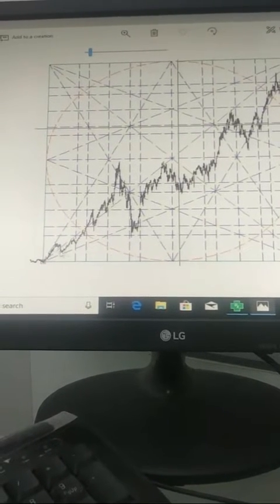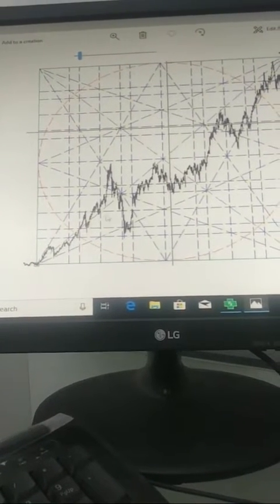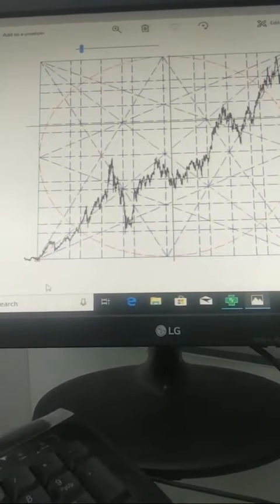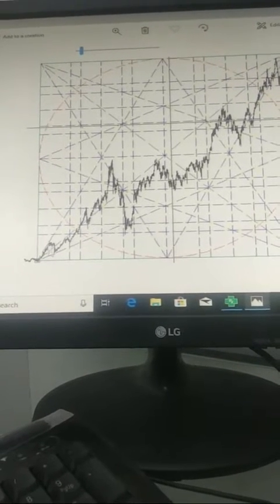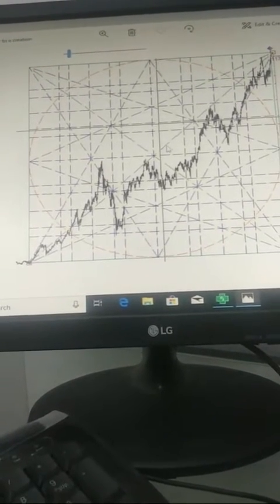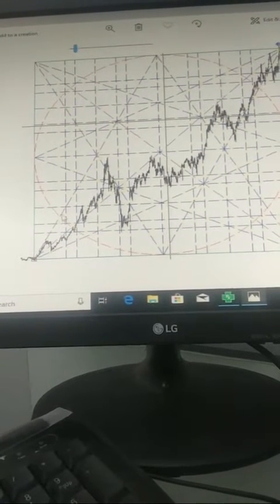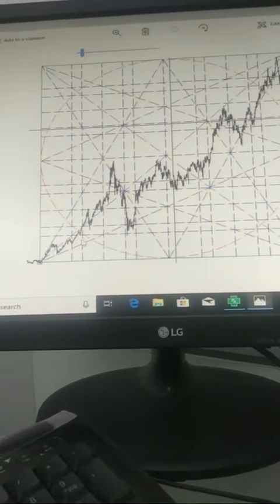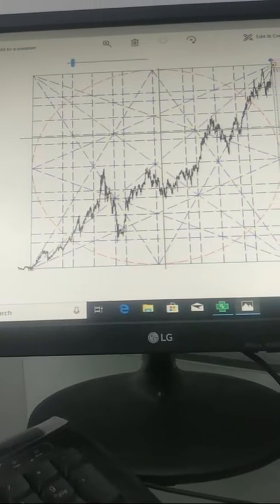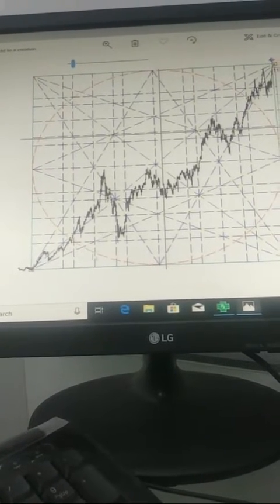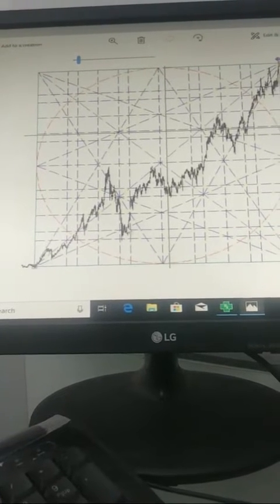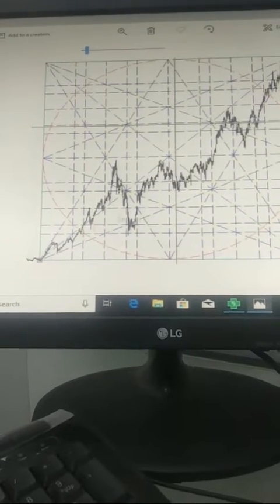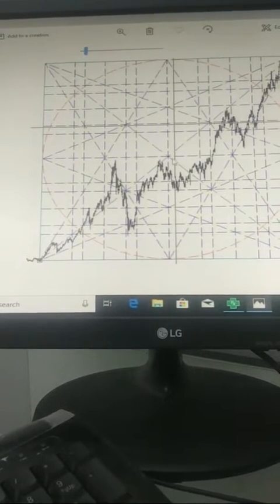Why? See, this line is a 1:1 angle. This line is a 2:1 angle. This line is 1:2. This is 1:1. See, price and time are balanced. If you take this, price is moving twice as fast as time, and if you take this, price is moving slower, or time is moving twice as fast as price.